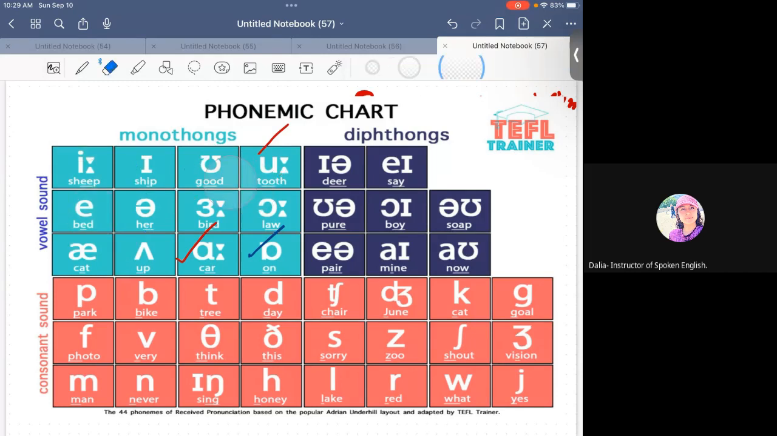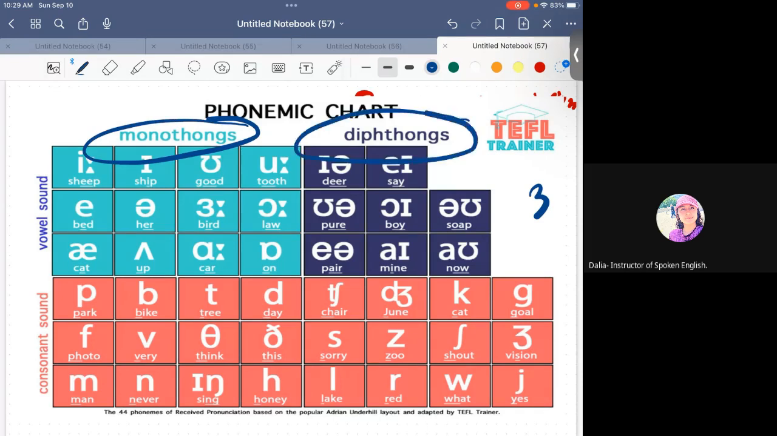Now, the phonemic chart: the 44 sounds have also been divided into parts. Number one is monophthong, second one is diphthong, and then the rest of the sounds are called consonant sounds. So vowel sounds have been divided into two parts, monophthong and diphthong. So the 44 sounds are divided into vowel sounds and consonant sounds, and vowel sounds are divided into monophthongs and diphthongs, and the rest of the 24 sounds are called consonant sounds.